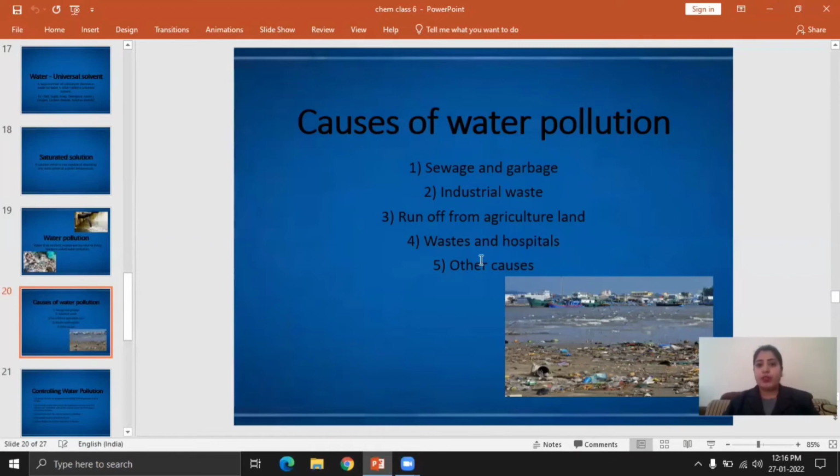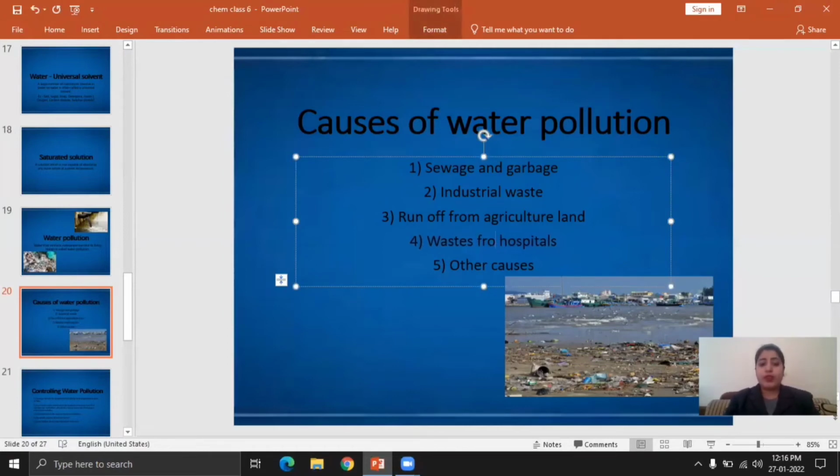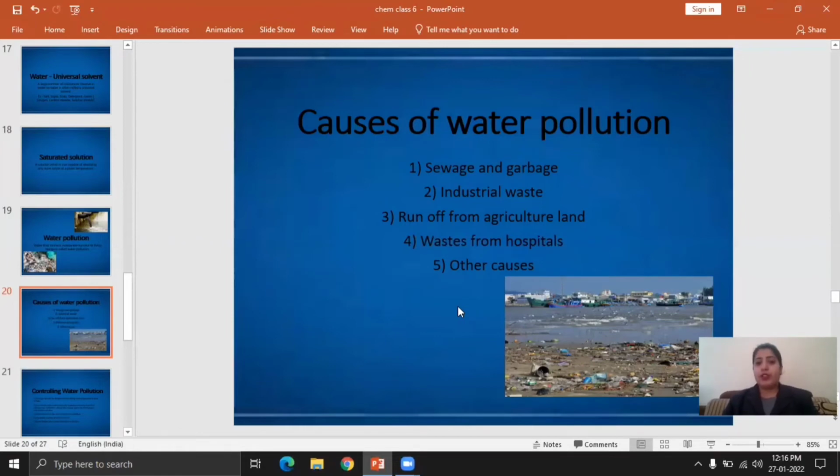Then the next one is waste from hospitals. There are times when harmful substances from the hospitals are discarded into water, which makes it unfit. Then there are other causes as well, like we go and take a bath in rivers, lakes, right? We go and wash our clothes in water bodies, which again makes the water polluted.